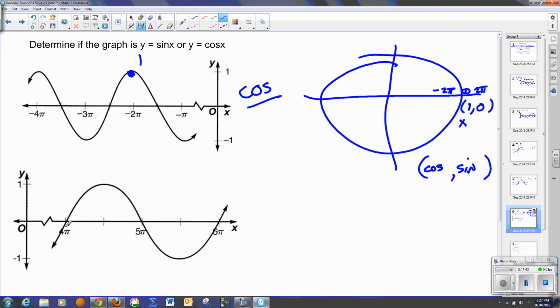And now I go to the second equation, and I see, well, I have 4 pi. But we just talked about every time you go around a full rotation, you're moving 2 pi. So one time around is 2 pi, two times around is 4 pi. And I notice at 4 pi, I have a value of 0. So 4 pi, which of these values is 0? It happens to be my y value, and we know y corresponds to our sine value. So this graph would have to be a sine graph.